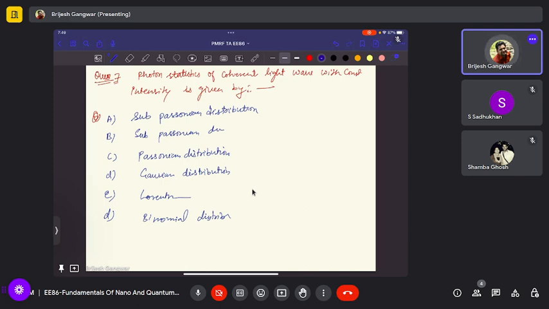So I just explained you. This will be the distribution for coherent light.